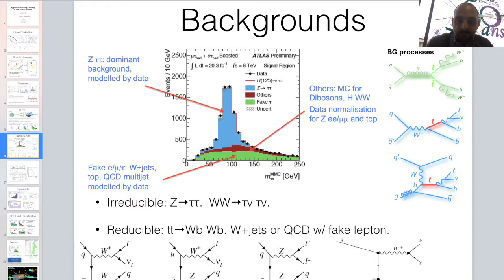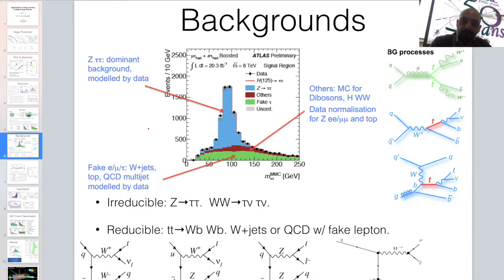You can look here, for example, at a process where you have two tops, the two tops going to W's, and the W's decay to lepton plus neutrino, or to two jets, depending on how you go. That can end up giving you final states that mimic the same final state of Higgs to tau-tau. These are various diagrams that can do this.